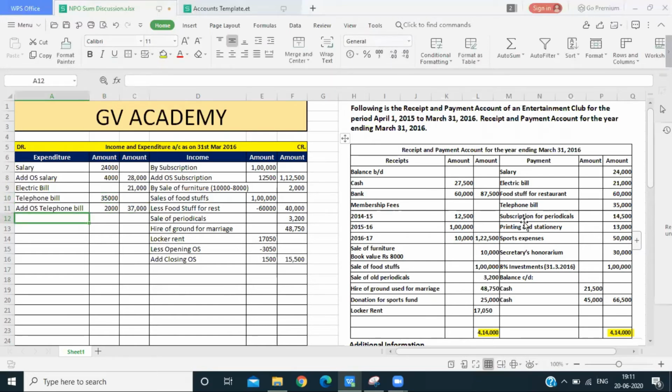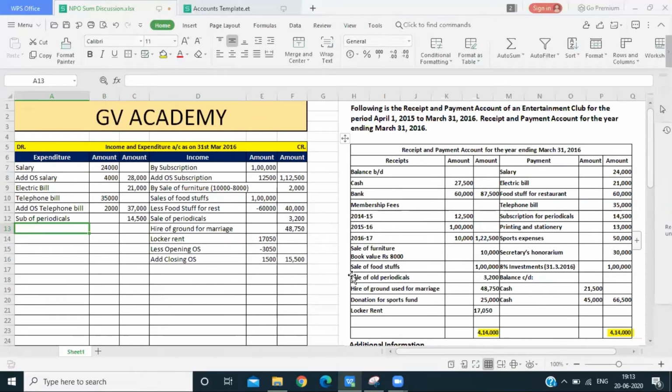And the next point is subscription for periodicals. This subscription for periodicals is a recurring expenditure, so we need to show it on the expenditure side of the current year income and expenditure account. So subscription for periodicals, we have 14,500 rupees.